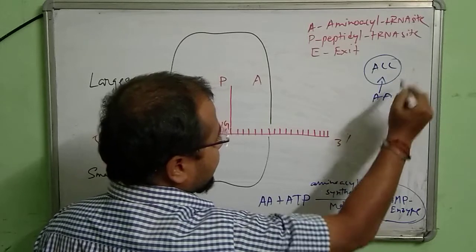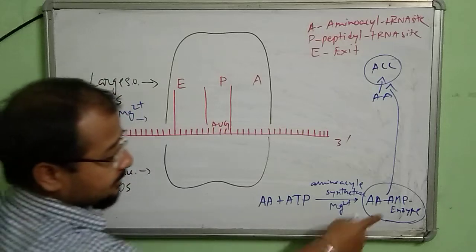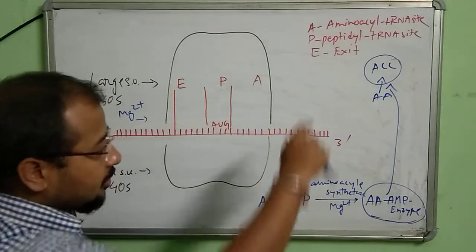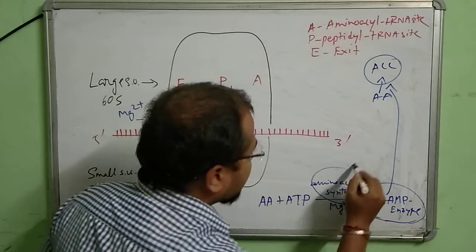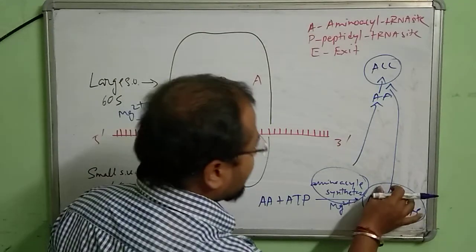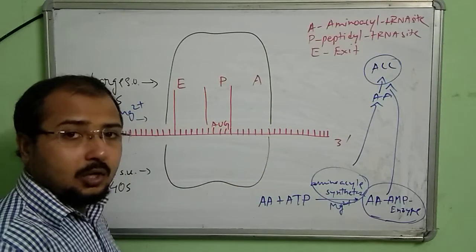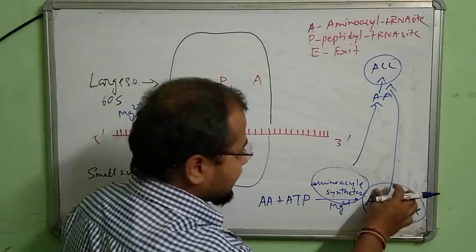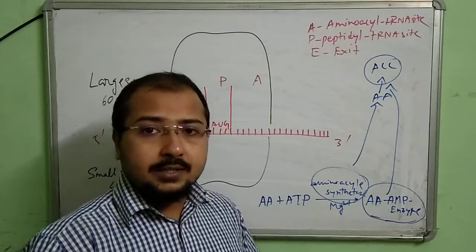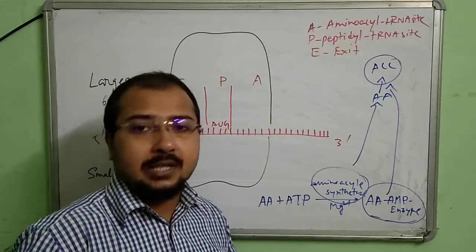Regarding the binding of the amino acid, this substance, the amino acid adenylate complex, is going to bind with the ACC sequence of the tRNA. Here also this enzyme is going to catalyze or trigger the binding of this complex with the ACC of the tRNA. Once this substance binds with the tRNA with the help of this enzyme, the tRNA is also charged. It means the amino acid has already bound with the tRNA.